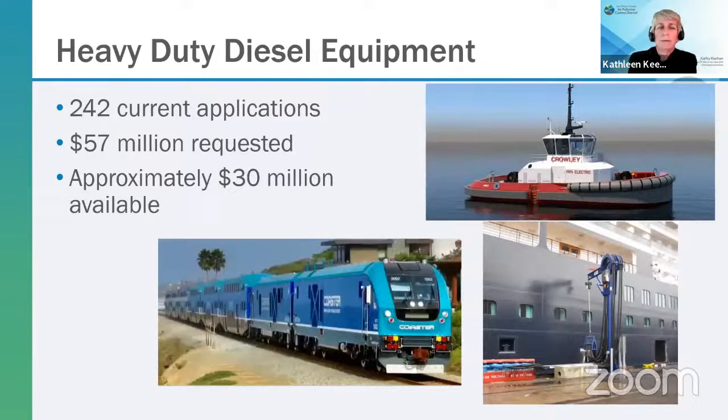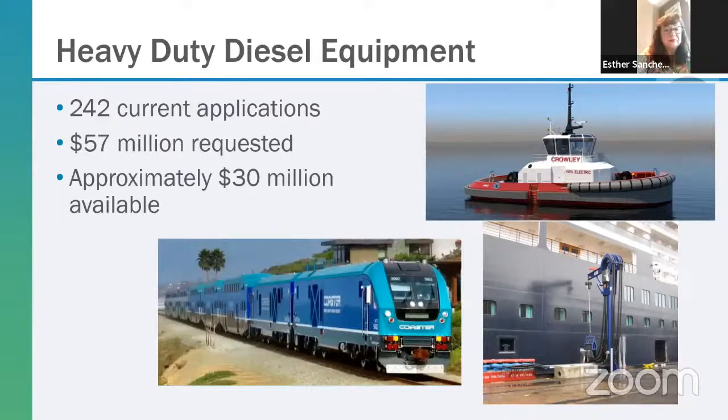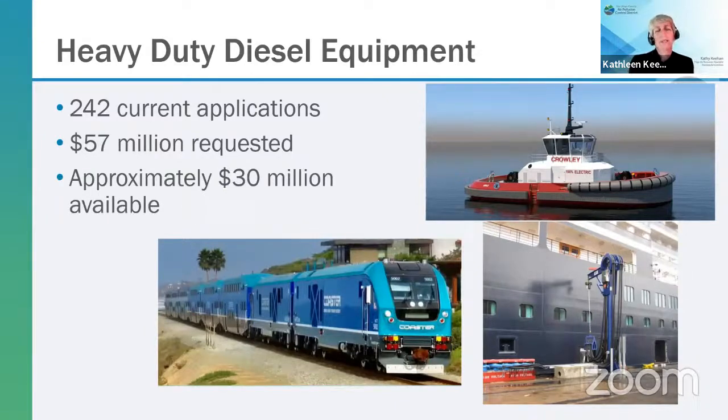Some notable examples of projects in these heavy-duty incentive programs include new North County Transit District locomotives, shore power at the cruise ship terminals, and a first-in-the-state electric tugboat project. These programs have proven to be very popular. This year's solicitation received 242 applications totaling $57 million in requests for the approximately $30 million we have available in funding. Next slide, please.